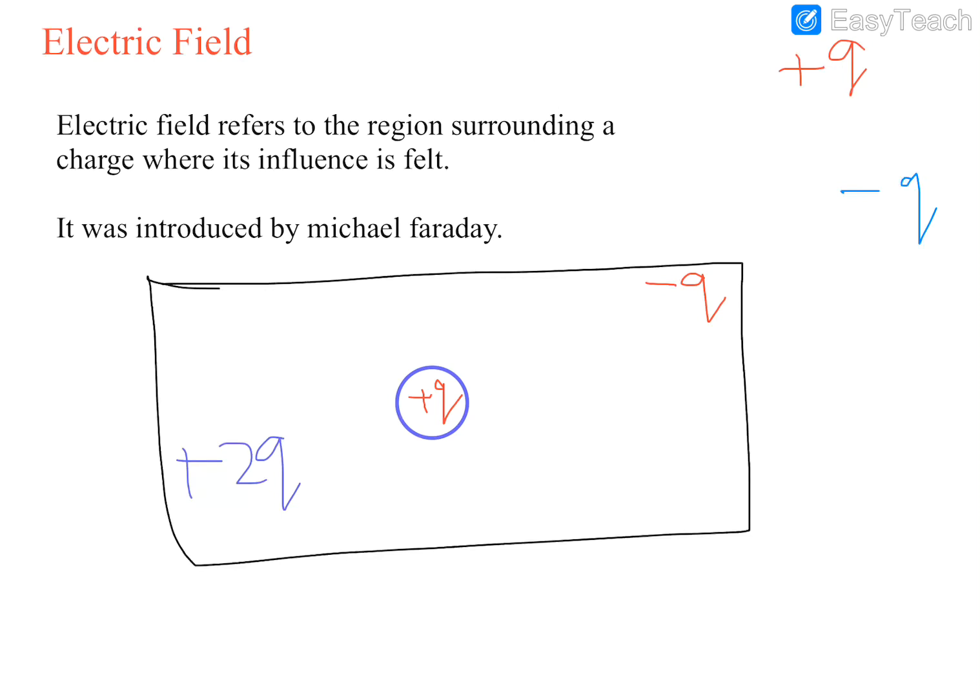So again you can come back to the definition. Electric field refers to the region surrounding a charge where its influence is felt. So the electric field of this positive Q is nothing but the region around this positive Q where the influence of this positive Q can be felt. That means whether this charge can attract or repel any other charge, and how much distance it can attract or repel any other charge. That region is defined as the electric field of this charge. I hope it is clear. This concept was introduced by Michael Faraday.